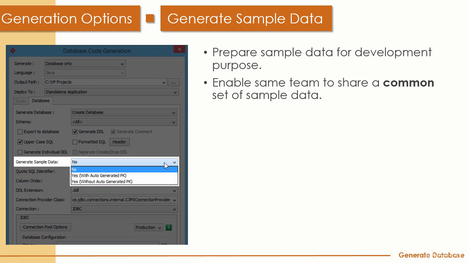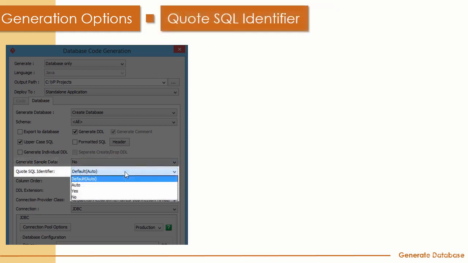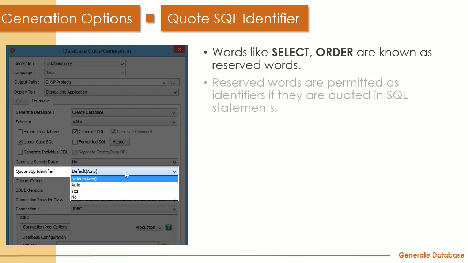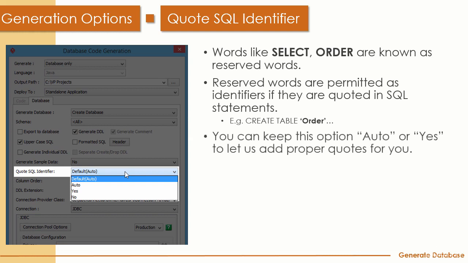Go ahead. It's very convenient. The quote SQL identifier. Databases have some reserved words like select, order. These are reserved words. If you want to use a reserved word as a column name or table name, you need to quote it. Then the database engine knows you're referring to your column rather than a certain keyword of the database. So if you turn the quote on, then we'll help you to quote the identifier.